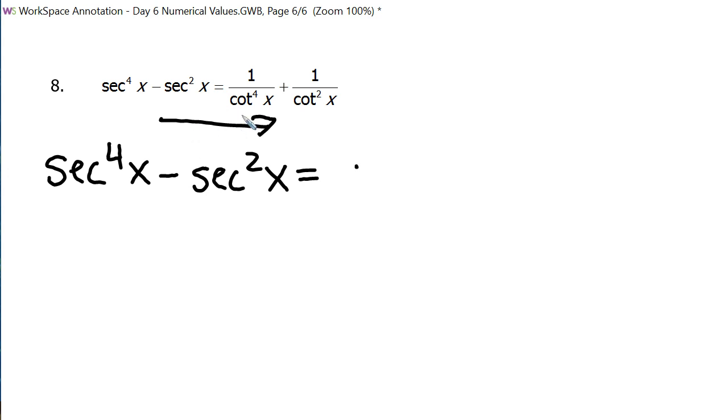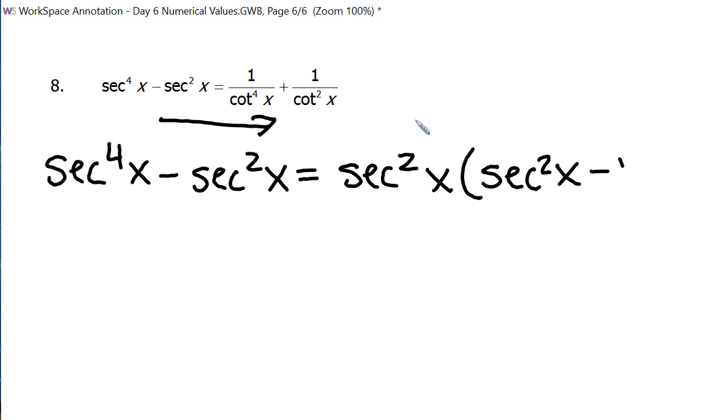So we're going to factor out a secant squared of x. So what would go in the parentheses? Secant squared of x minus 1. Now I'm looking at the answer. Should I have a secant squared in my answer? No. So I'm going to replace secant squared with something else using a Pythagorean identity. So over here is my scratch work, sine squared plus cosine squared equals 1. And if I want secant squared, what would I have to divide by? Cosine squared.